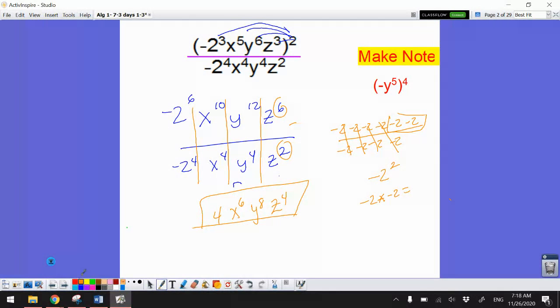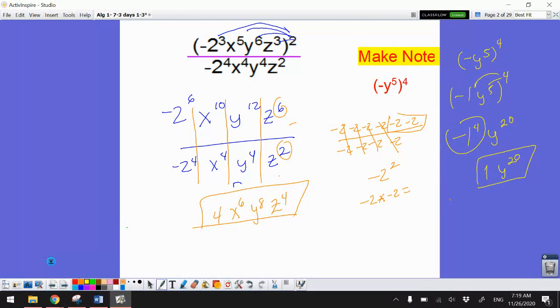Now I want to talk about one other piece here, which tends to be an issue for us, and that's this problem right here. So -y to the 5th power raised to the 4th power. I need to remember that there is a -1 here, and it is a power of 1. So when I distribute, this is -1 to the 4th, and y 5 times 4 is 20. The y to the 20 is pretty simple to deal with, but what about -1 to the 4th power? Remember, anything to an even power is going to be positive. So -1 times -1 times -1 times -1 gives me a +1. So that is positive 1 y20, or just y20.